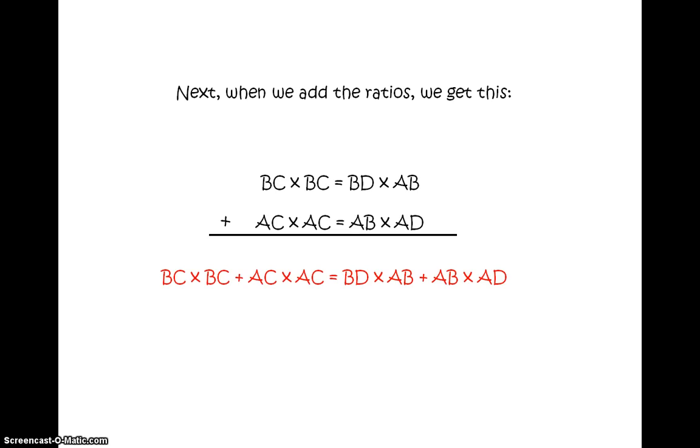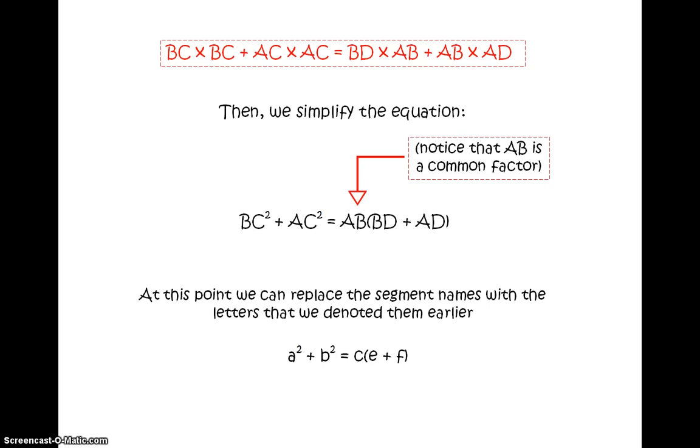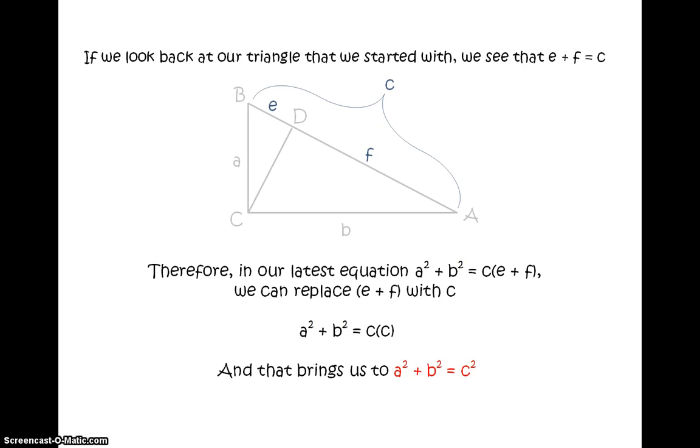Showing a previous step and then showing the next step. And again, notice she's giving reasons for every step. She accompanied this with more explanation in class. And finally ended up with the Pythagorean theorem, a squared plus b squared equals c squared.